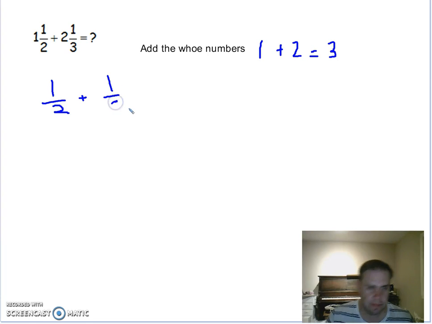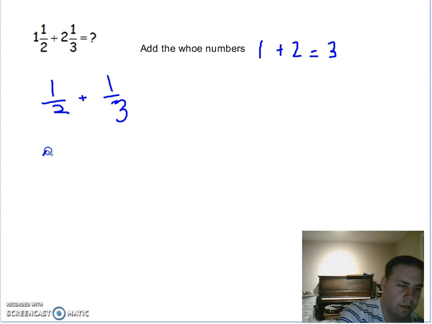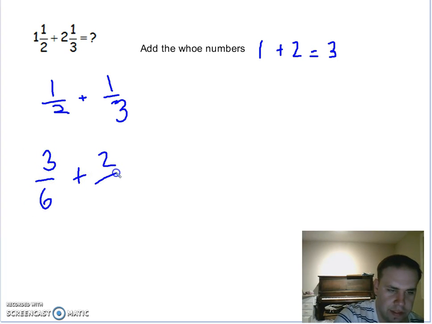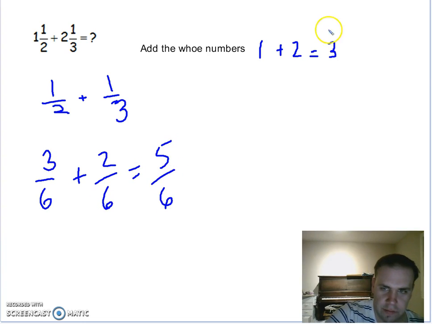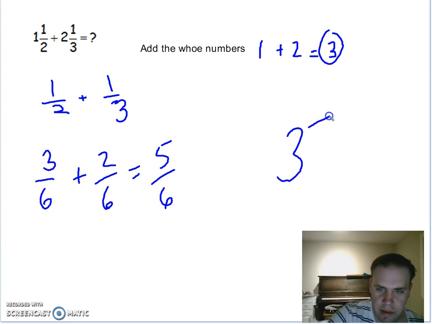Now I need to be able to do this with common denominators. So we have 1/2 and 1/3. We know that's 6. So we have 3/6 plus 2/6. That's 5/6. Don't forget I had a big 3. So the final answer here is 3 5/6.